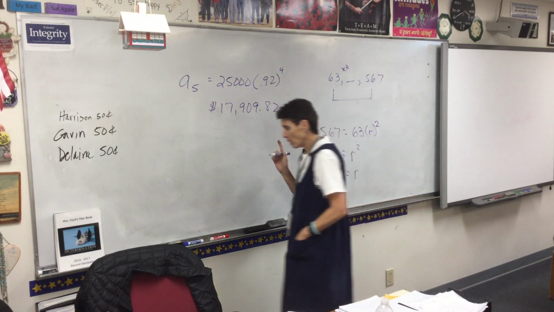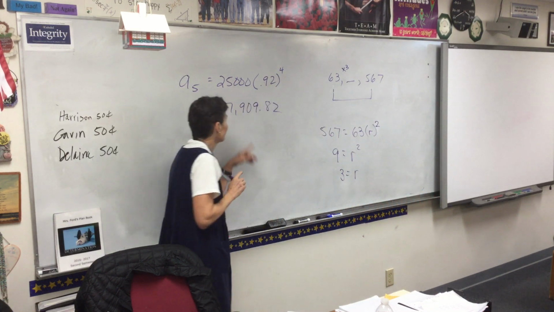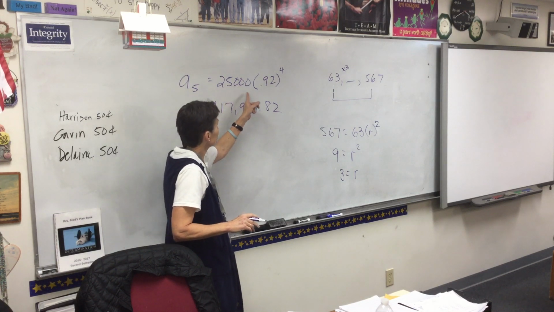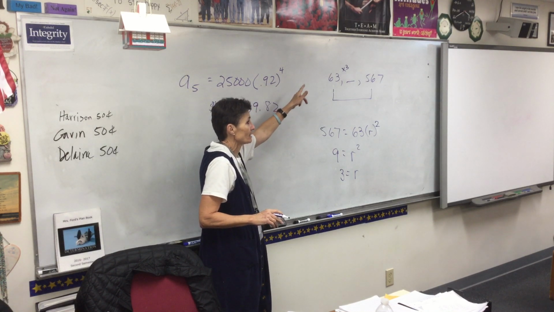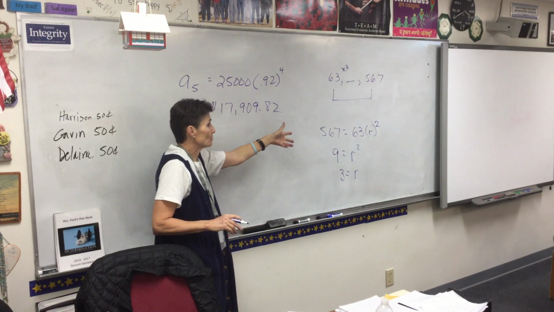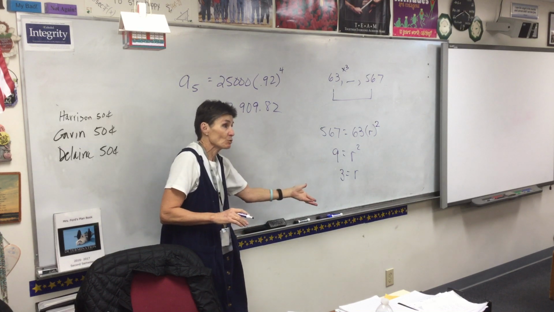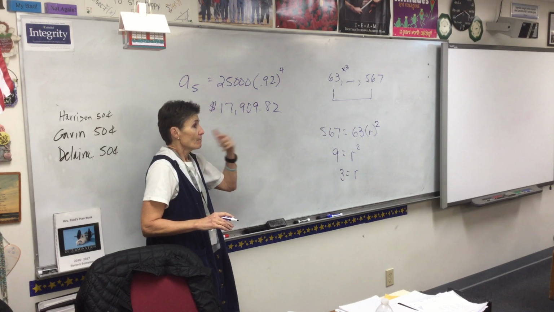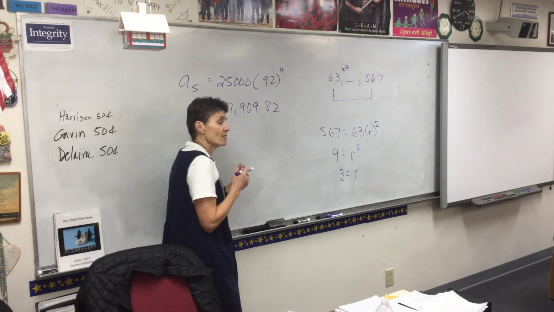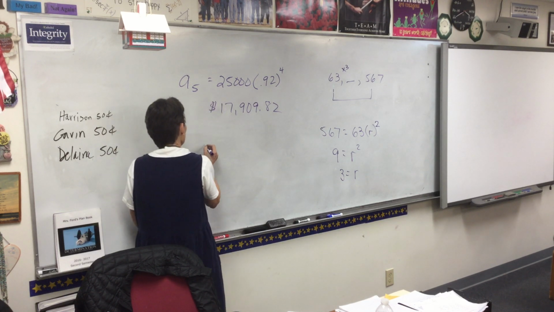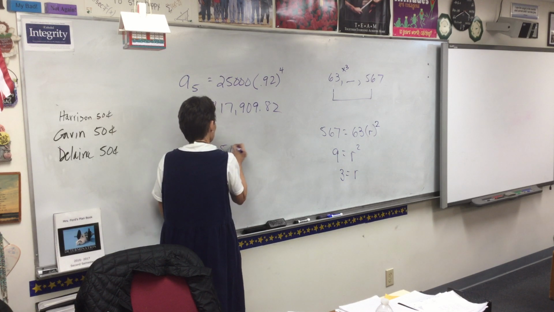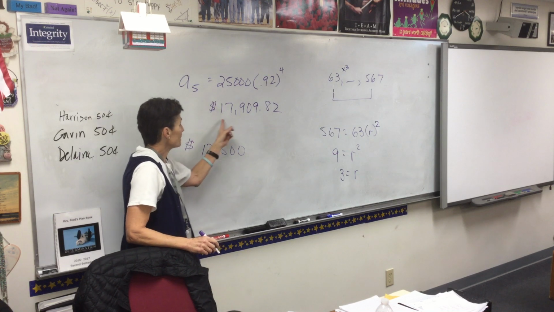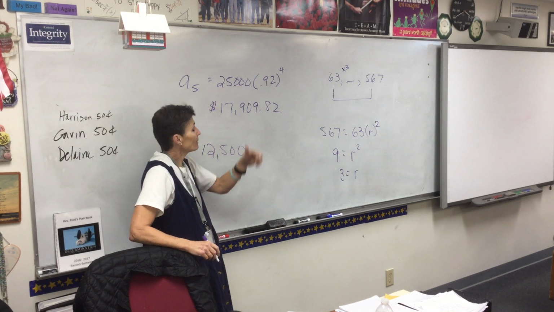If we want to know when it's going to be worth half, could we just keep multiplying by more 0.92s until we finally get to where we want to get to? Yeah, there's an easier way to do it. Do you think when we do that, though, that we will ever get a value that is exactly half? No, it's going to come out with weird things like this, right, Mikey?